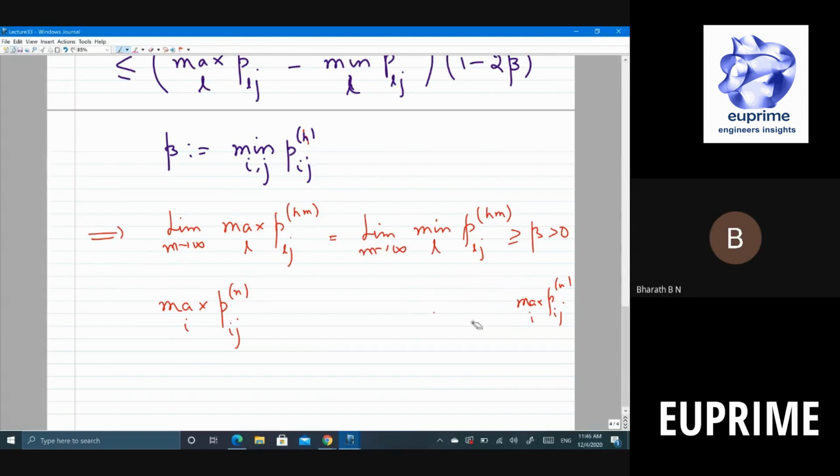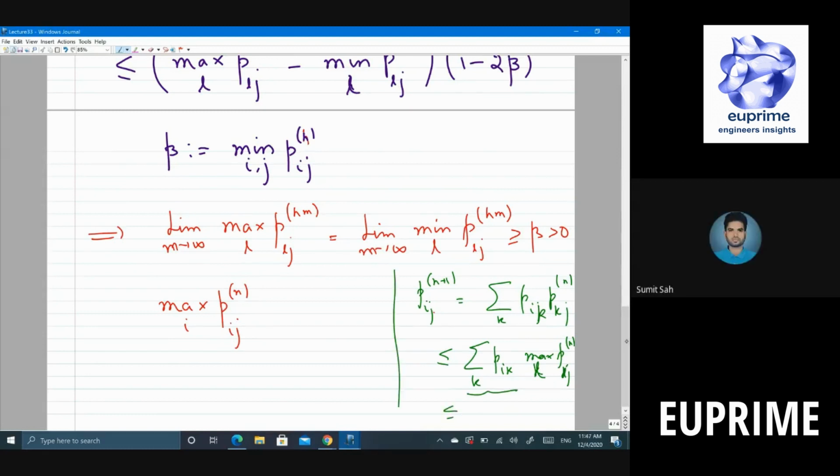Okay, I'll do it quickly because this is a simple proof. I just break it into one step and n steps. P_ij of n plus 1 is the sum over all k of P_ik times P_kj in n steps. So this is less than or equal to the summation over all k of P_ik, and then the max over all l of P_lj n. The summation of P_ik gives one, so this is less than or equal to this. That's the proof. It's an easy proof.